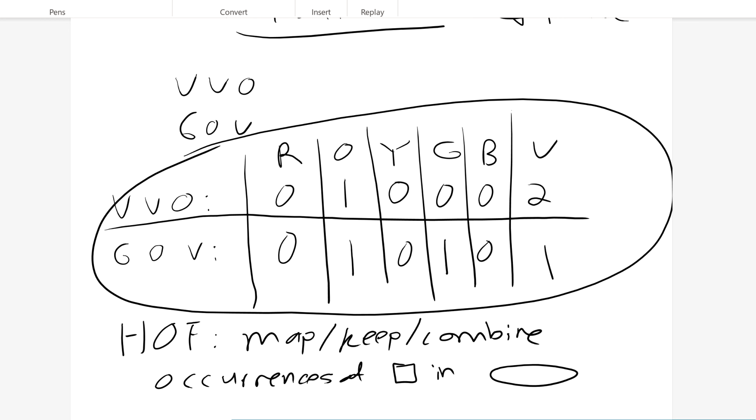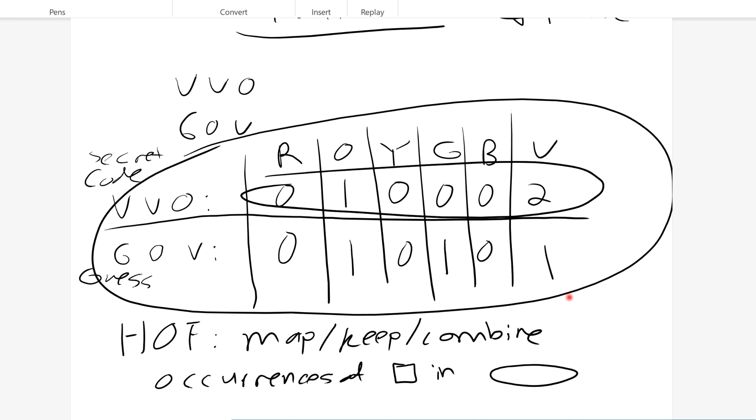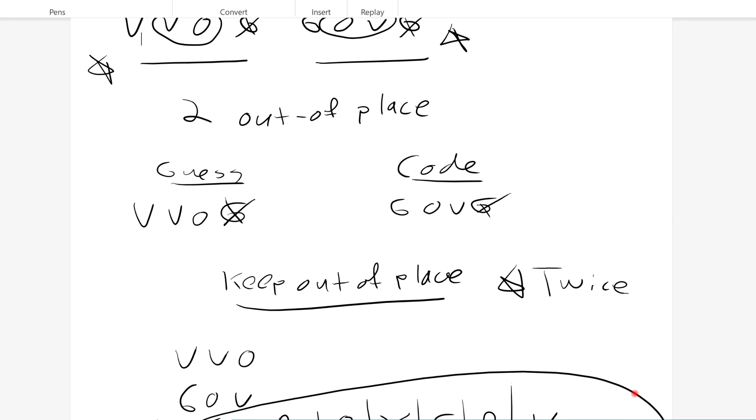which allows you to count the number of times each of these letters shows up in VVO and GOV, or more generally, which we will code, is the secret code, and the guess. I might have switched those around from earlier, but the idea is the same. And make sure these two things that you return are both list items, because that's essential for the next part of the algorithm. So, what is the next part?